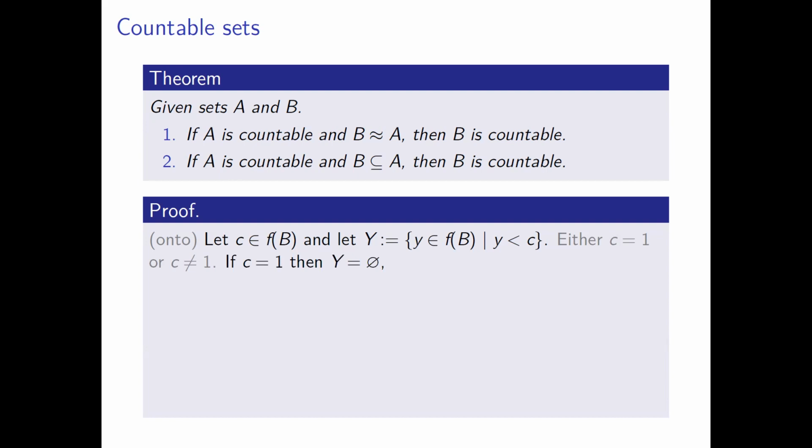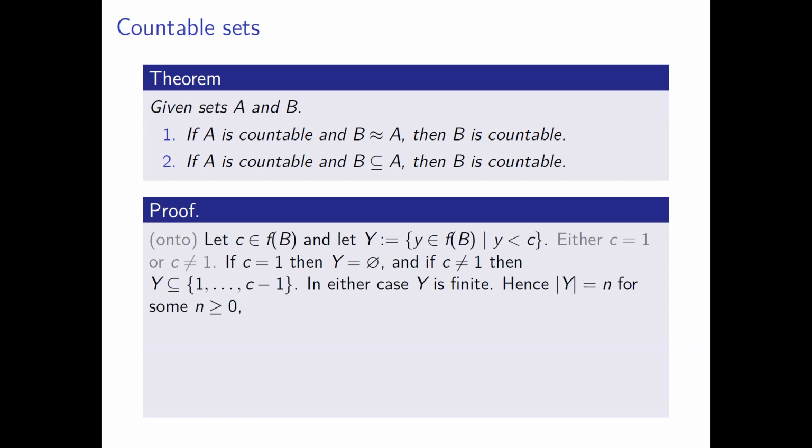If C is equal to 1, then the set capital Y is empty. And if C is not equal to 1, then C must be greater than 1, and the set capital Y is a subset of the set of numbers from 1 to C minus 1. In either case, the set capital Y is finite. Hence, the set capital Y has cardinality n for some non-negative integer n, and C is the smallest number in the set f of capital B, which does not belong to the set Y.